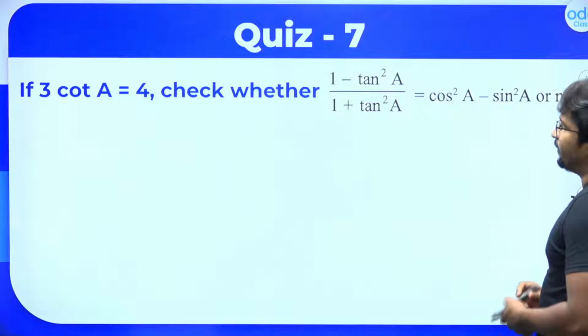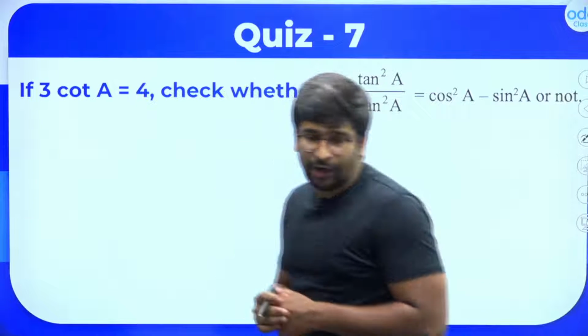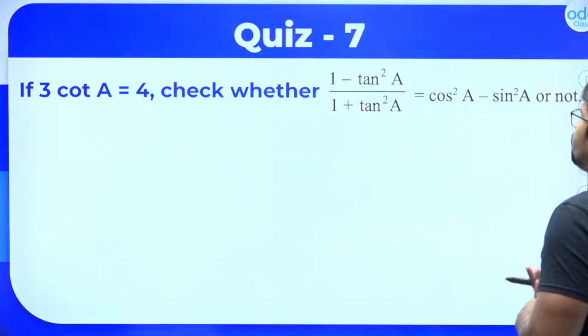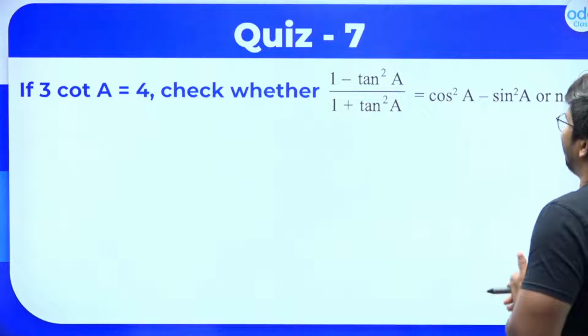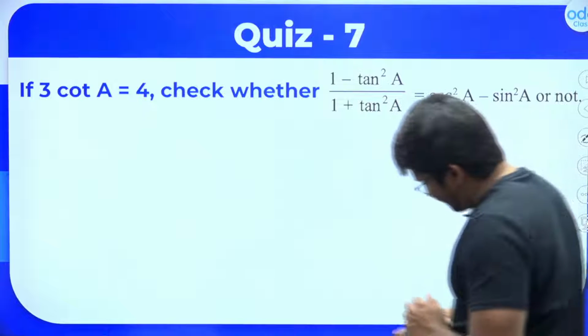Okay. Now the next question. If 3 times cot A is equal to 4, then check whether (1 minus tan square A) divided by (1 plus tan square A) is cos square A minus sin square A.